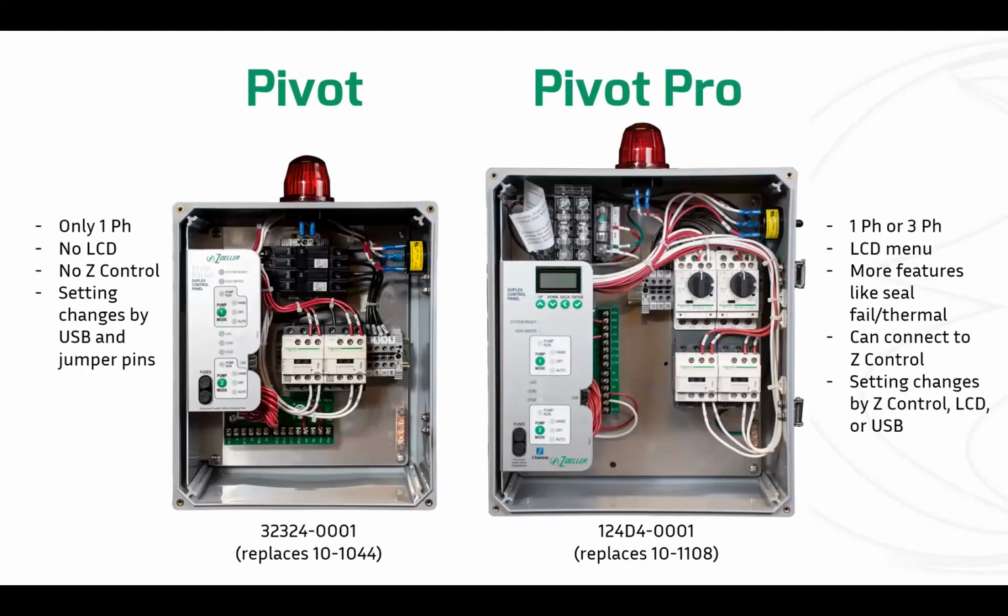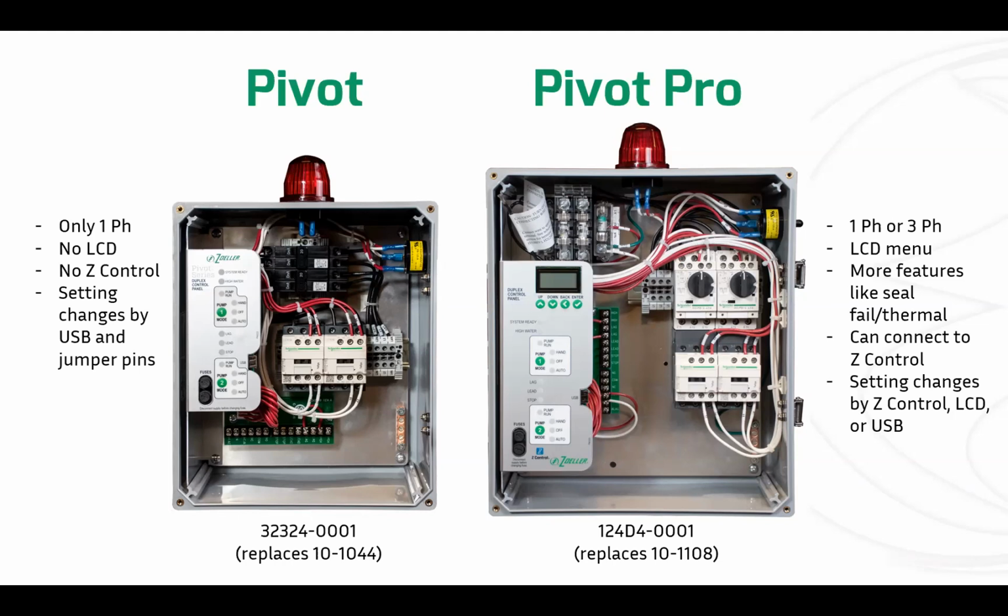Just a quick picture of Pivot versus Pivot Pro. The panel that's sitting in front of me, when I change to my camera, is the Pivot Pro, the one on the right there. But Pivot would be single phase only. There's no LCD on the interface. There's no ability to plug in a gateway to have Z Control, which is our IoT platform. And it's a little bit more cumbersome to make changes. You can make all the changes, but you have to use a USB thumb drive to plug into the USB port. On the right, you'll see Pivot Pro.